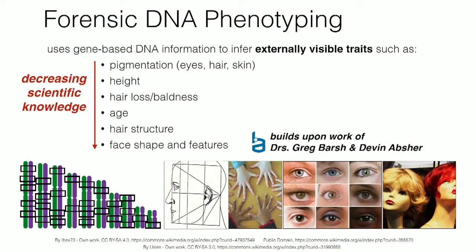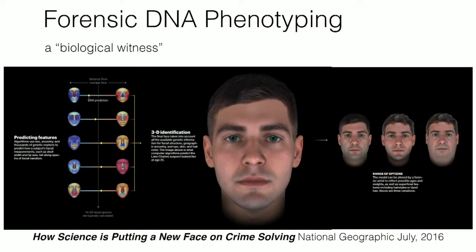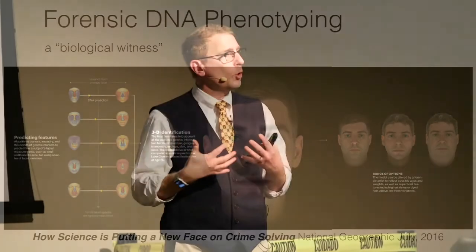But the more we learn scientifically, the more we add to this, you can begin to actually build what's called a biological witness, which can be as powerful, as valuable as an artist's sketch. So there's a great article in National Geographic from July of 2016 that I would encourage you to take a look at that talks about how you take that same DNA sample, and in addition to running the 20 STR markers for the CODIS profile, you actually then look at hundreds of other markers across the genome, markers that you know are associated with these externally visible characteristics.